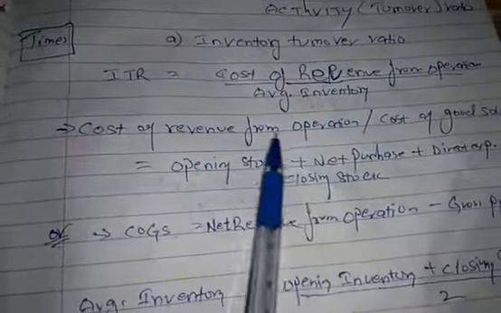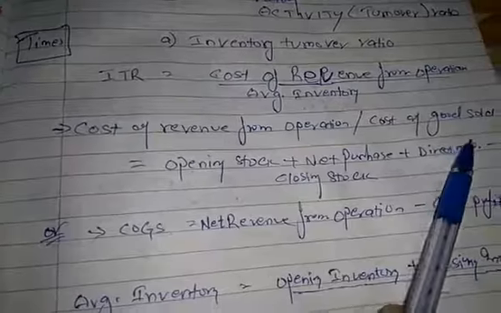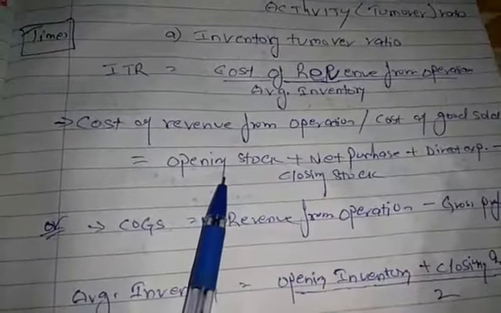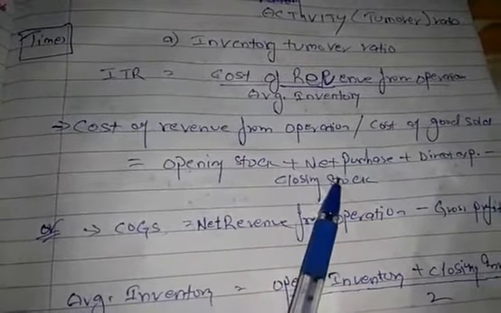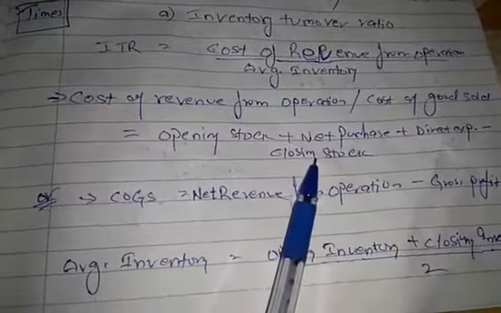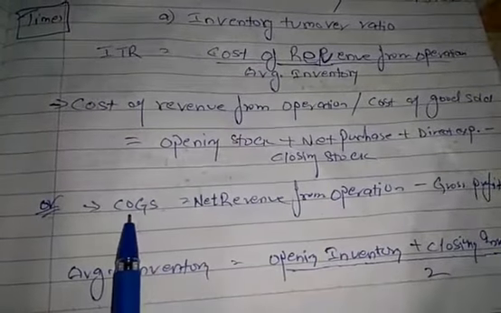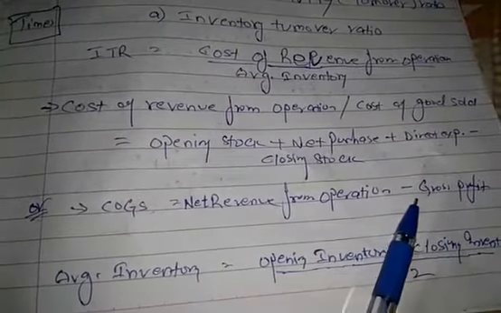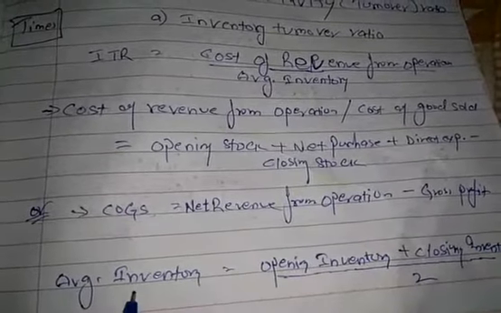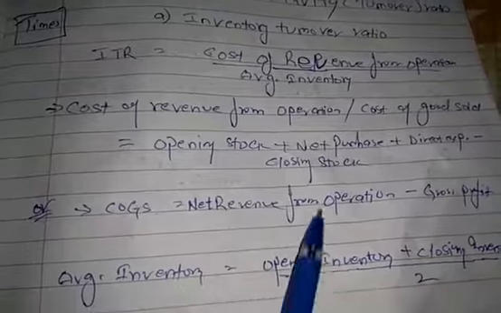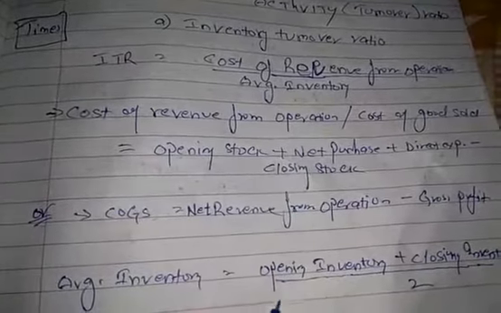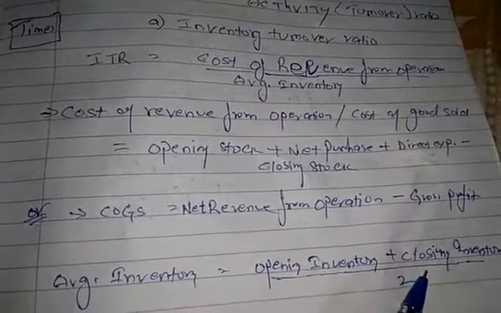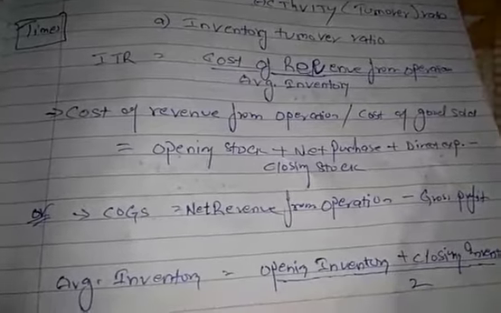Now, the cost of ROP is also known as cost of goods sold. As we know, the formula of cost of ROP is opening stock plus net purchase plus direct expense minus closing stock, or the cost of goods sold is equal to net ROP minus gross profit. Average inventory: the formula is opening inventory plus closing inventory divided by 2.